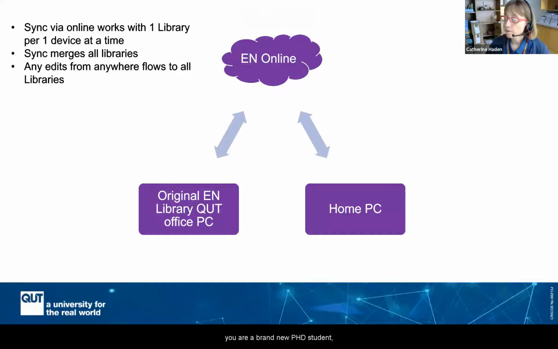So imagine you're a brand new PhD student, you've got your own office, your own PC, it's all wonderful, and you've started working and populating your EndNote library for your literature review. And so this is what you've done. You've made a lot of changes. At the end of the day, you sync, and your EndNote online library will be matching that original library from your office PC. When you get home, you might do a bit more work, sync, and there you've got your 3 libraries matching.